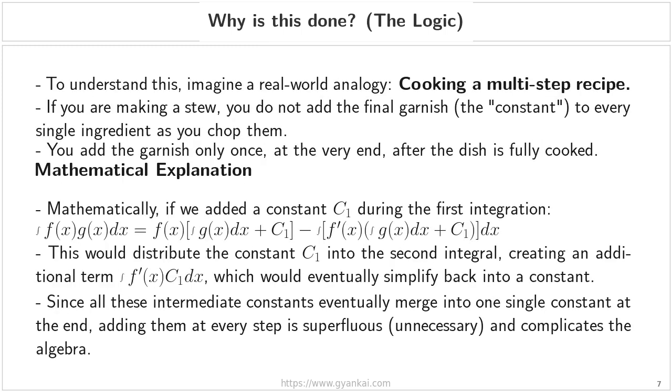Therefore, since all these intermediate constants, the C1s we'd add at each step, eventually merge into one single constant at the very end of the problem, adding them at every step is completely unnecessary. We call that superfluous, and it just complicates the algebra. That's why we only add the constant of integration, C, once, at the very end of the entire integration by parts process.